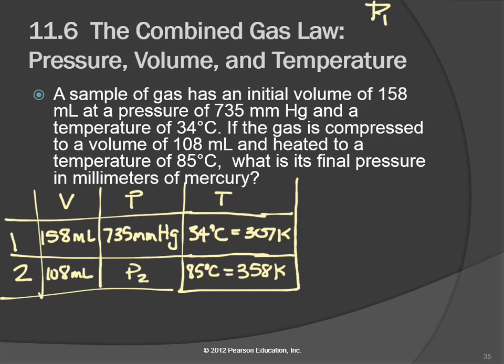So P1V1 over T1 equals P2V2 over T2. Fractions: cross multiply, get rid of the fraction. I'm actually going to give myself some more space here.